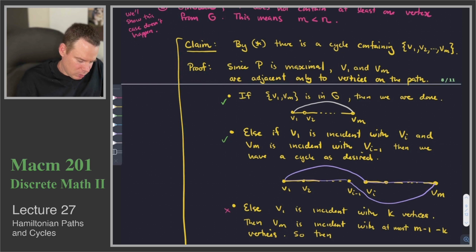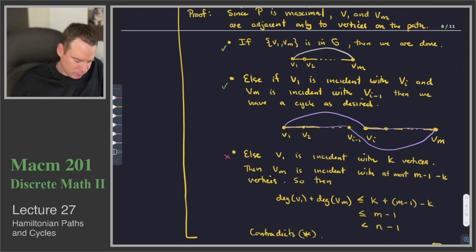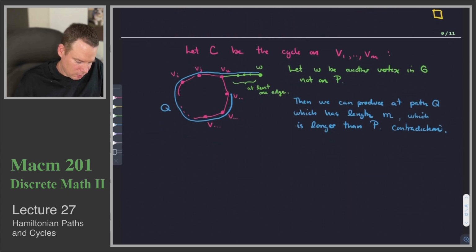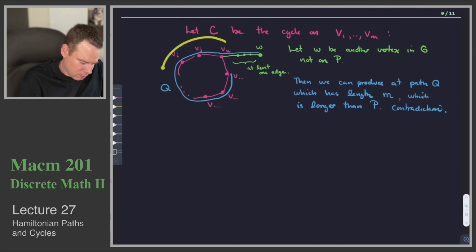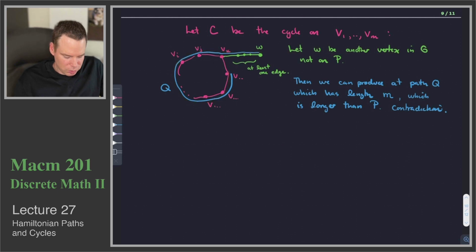We have just established that there must be a cycle on those same vertices. But if there's a cycle on those vertices and there's a vertex that's not on them, then we can always produce a longer path. And that's a contradiction. So this contradiction means we can't be in case 2. So case 2 cannot happen.